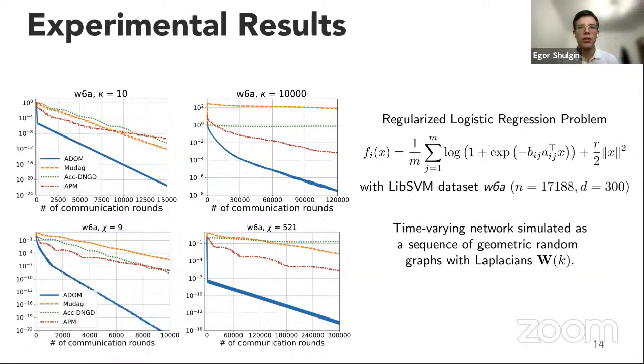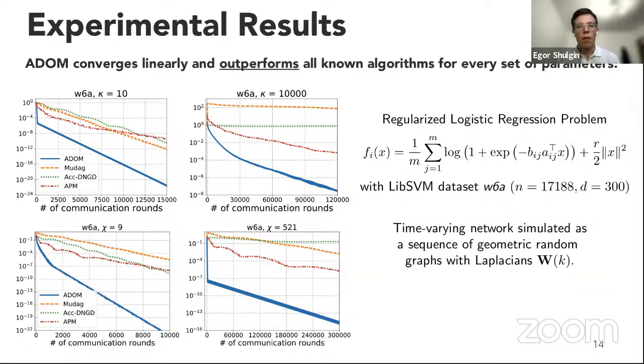In this case, we just simulated the time-varying network as a sequence of geometric random graphs with Laplacians chosen as these matrices W_k. And to summarize the results, ADOM converges linearly, and it outperforms all other methods for basically every set of parameters, as it was predicted by the theory.